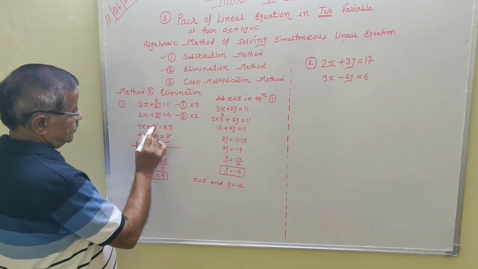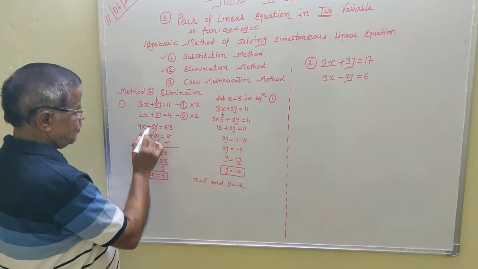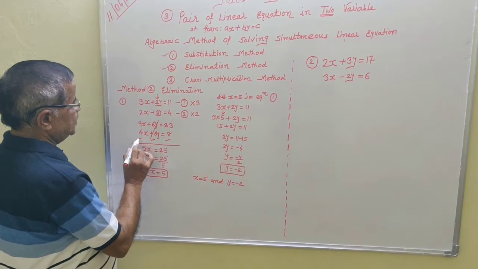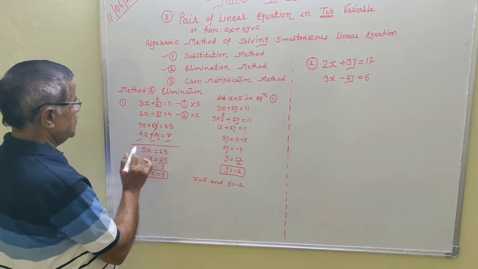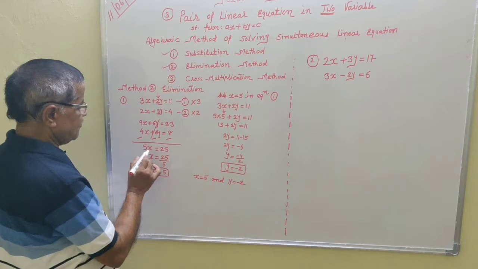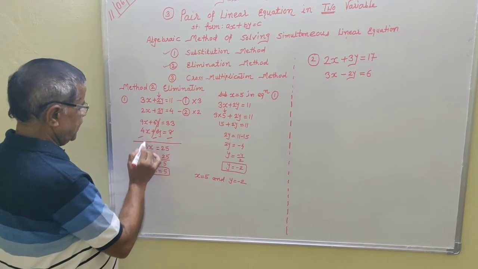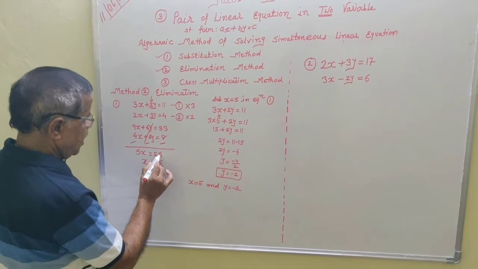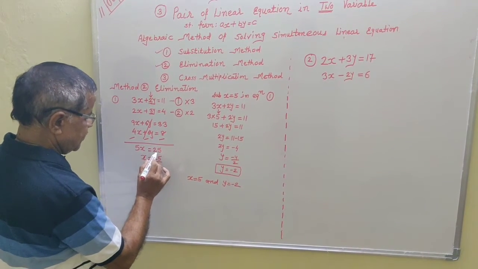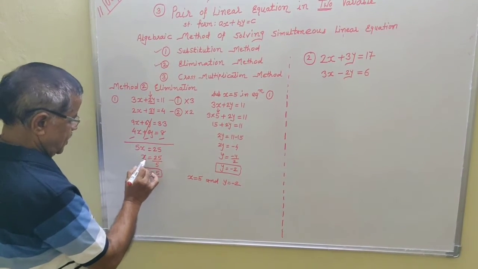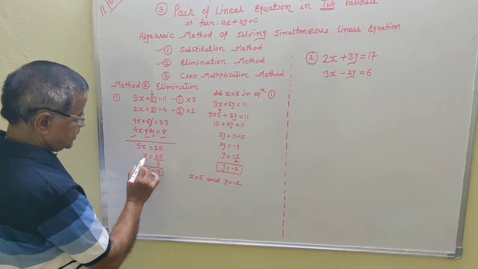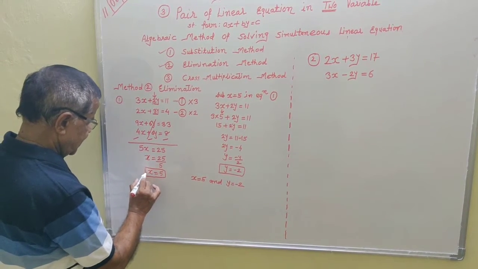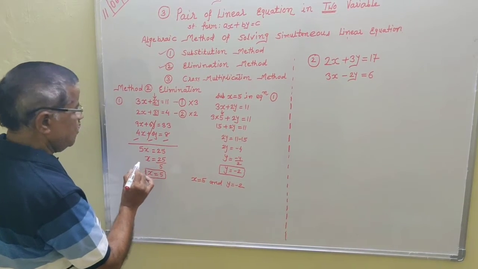Now here the signs of 6y and 6y are both the same, so I have to change the sign. By changing the signs of the three terms, I can cancel 6y. So I will get 9x minus 4x is equal to 5x, and 33 minus 8 is equal to 25. Now divide 25 by 5. x is equal to 25 upon 5, which means I am getting the value of x is equal to 5.